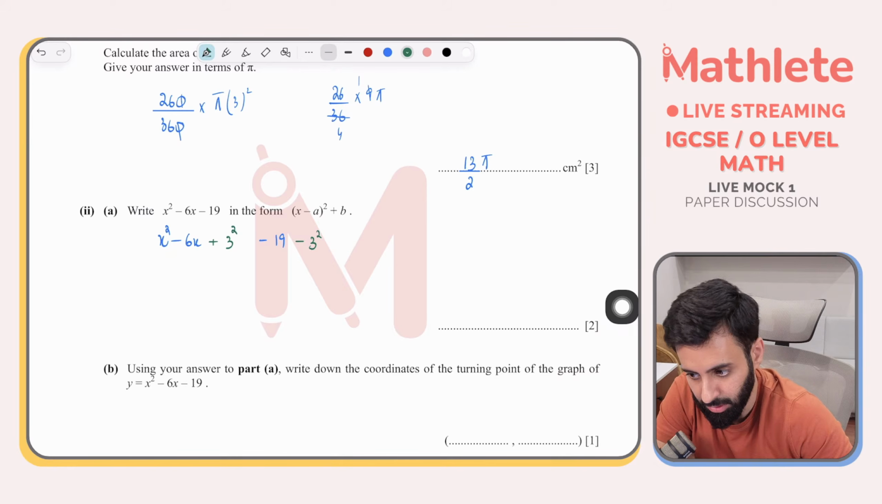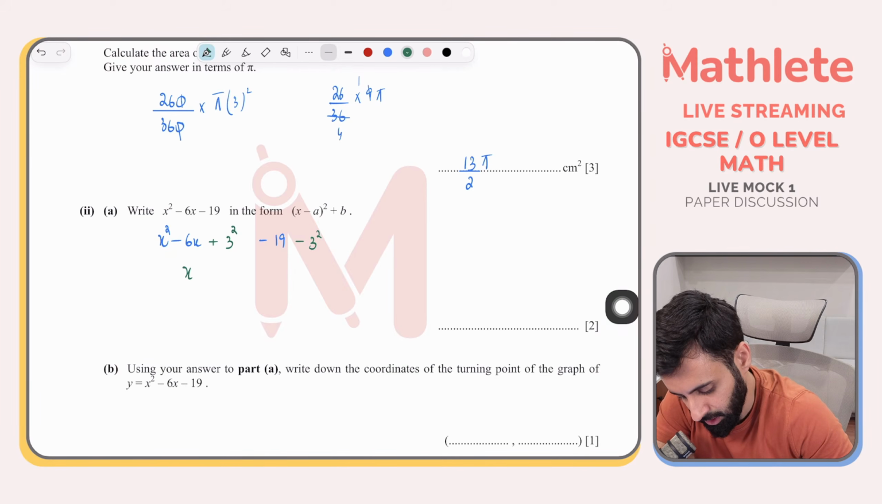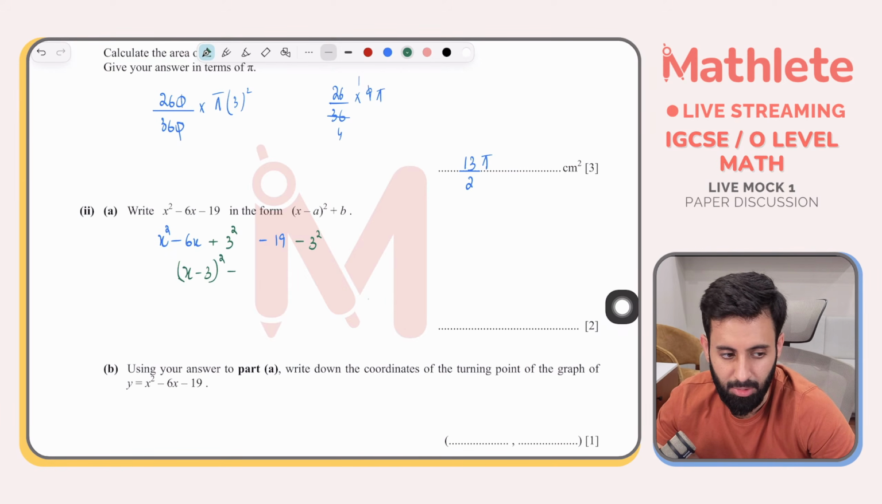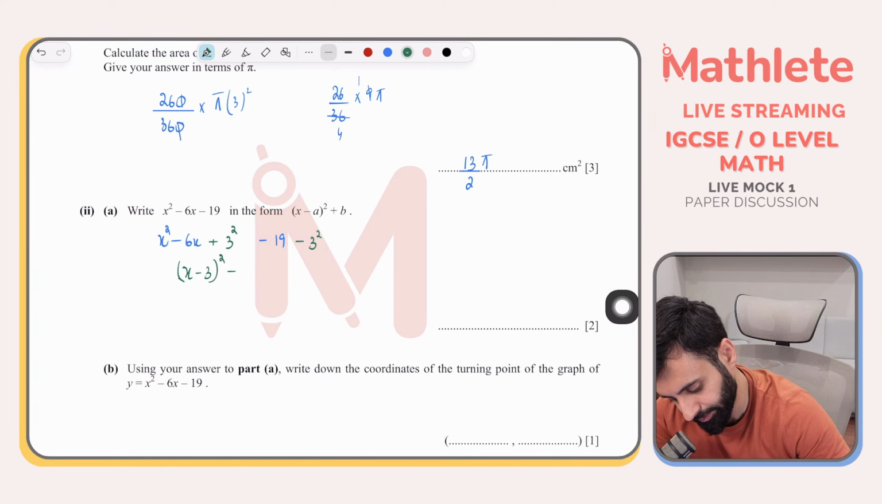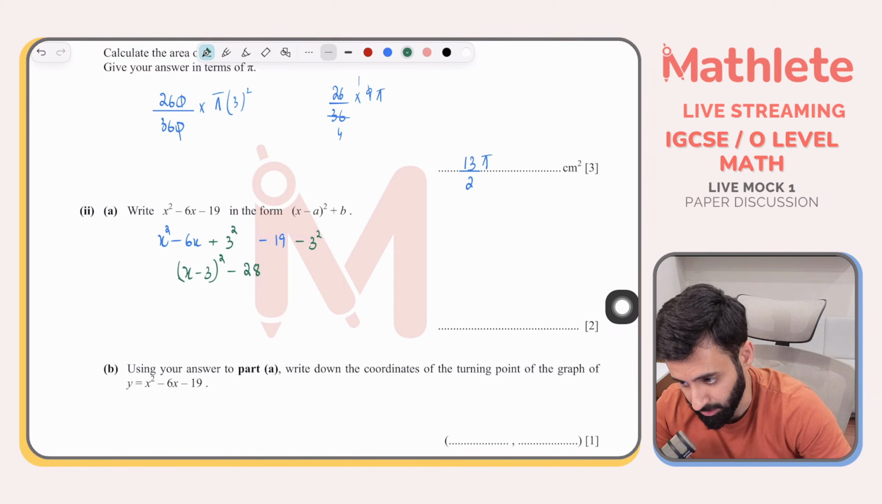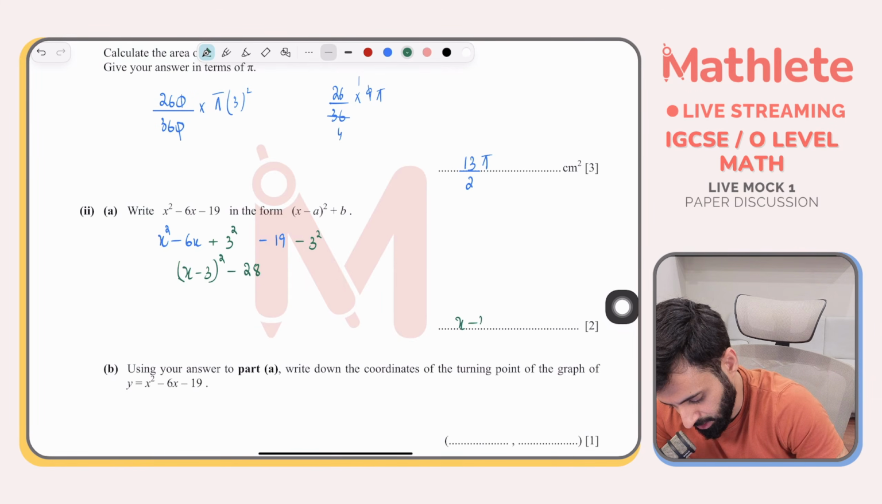Are students allowed to use radians? No, you can't use any radian formula. So this becomes x minus 3, the whole thing squared, and minus 19 minus 9. What is that equal to? That's equal to minus 28. Okay, can't use a calculator. Minus 19 minus 9 is minus 28. So x minus 3, the whole thing squared, minus 28.